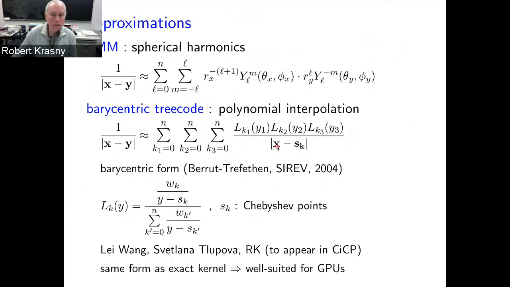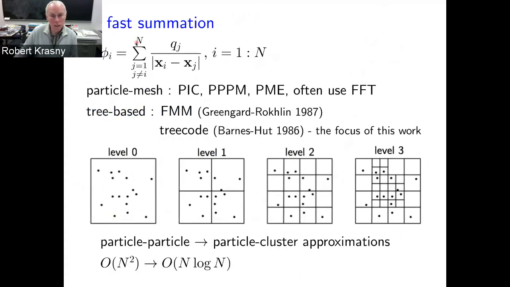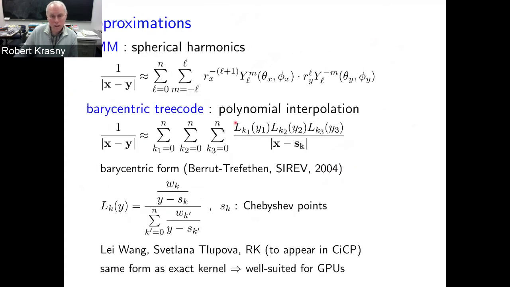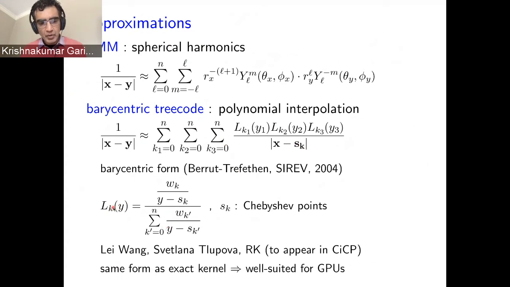This form over here looks just like the direct summation, right? The direct summation is just evaluation of this formula where I and J run over some indices. This expression here looks like a direct summation over these new particles, and so it's very well suited for GPUs. I see. That's what I'll say. But the barycentric form over the traditional form over here.